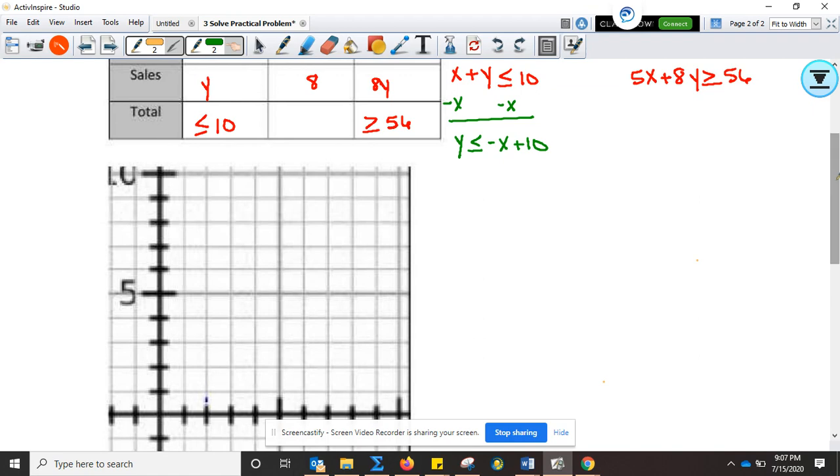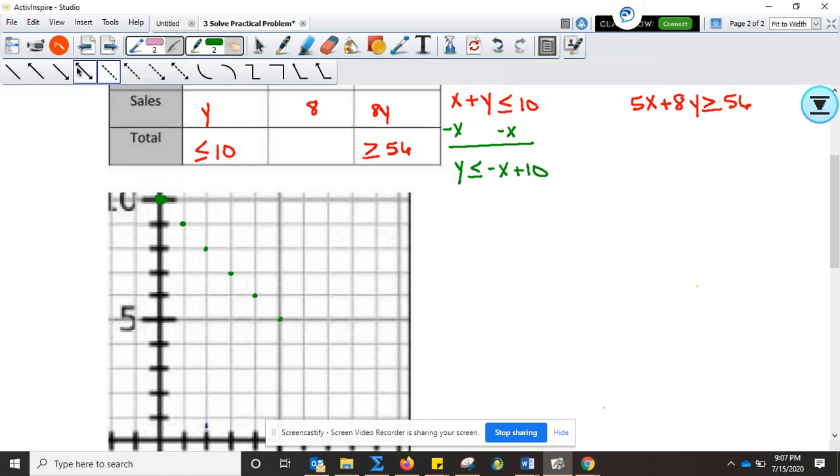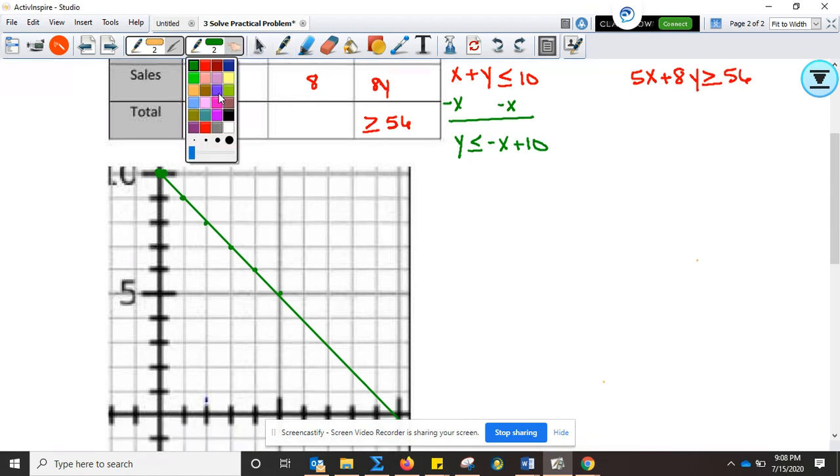All right, so I'm going to start up here. Negative X. And I'm just going to keep on going. So let's graph that. And it's going to be a solid line. I'm going to make it green. Okay, now for my second equation, let's go ahead and finish that. Let's make it blue.